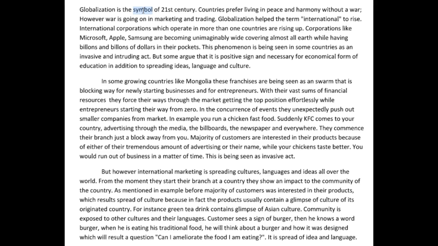globalization is actually not a symbol of the 21st century. It is an increasing trend. It is something that is actually happening. It is a real-world phenomenon. So it's not quite correct to refer to it as a symbol. Also, to refer to a war in marketing and trading is also not quite accurate, is it?